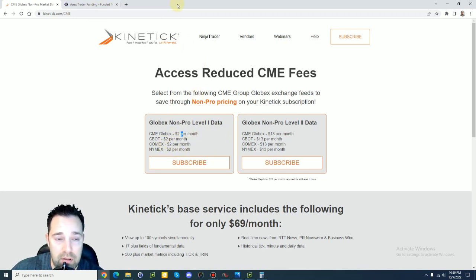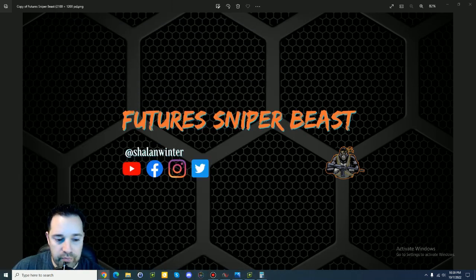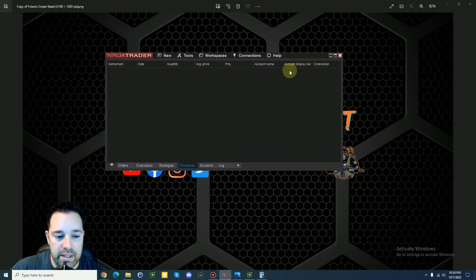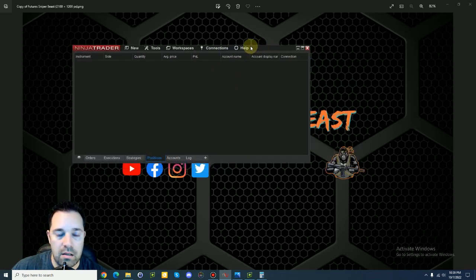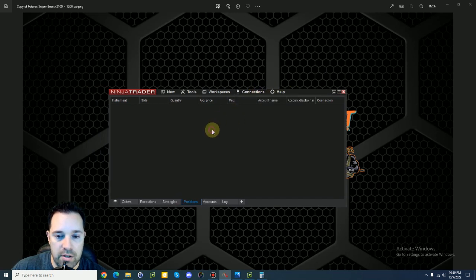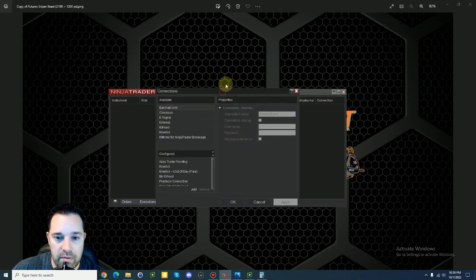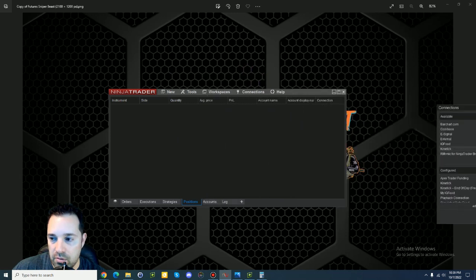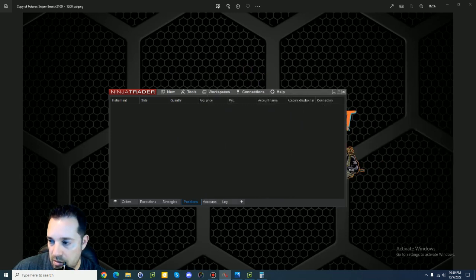Once you're set up and you get your login and all that good stuff, here's what you're going to do in NinjaTrader. Because you're going to get the Kinetic login, they're going to give you a login for the data. Let's go to configure here. You're going to get Kinetic, and they're going to give you a username and password. So what we're going to do is, let me just do this.